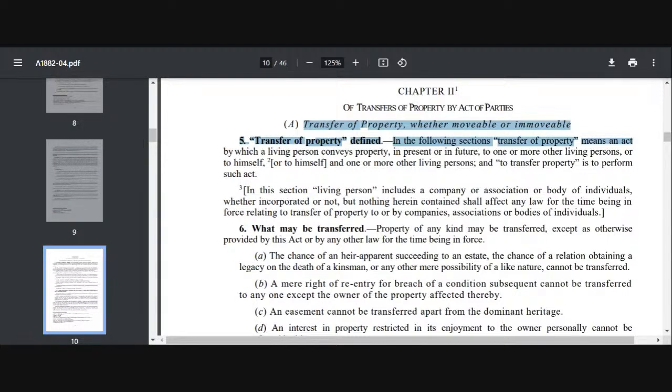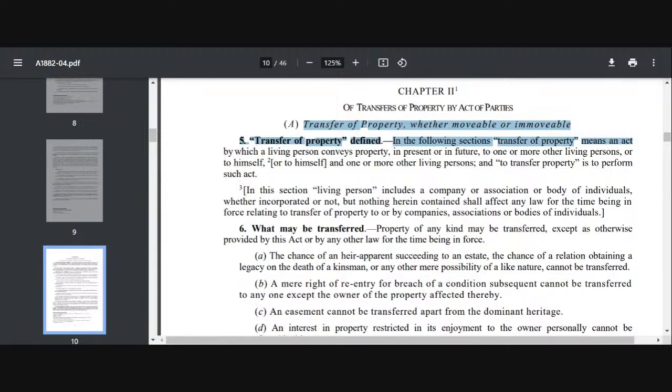So अगर हम definition देखें TP का, it means an act by which a living person conveys property, in present or in future, to one or more other living persons, or to himself and one or more other living persons. So a person can also transfer to himself. So can I transfer one property? Can I sell my property to me only? Can that be done? What do you think? If you see the definition, it says that you can transfer your property to yourself also, to himself also.